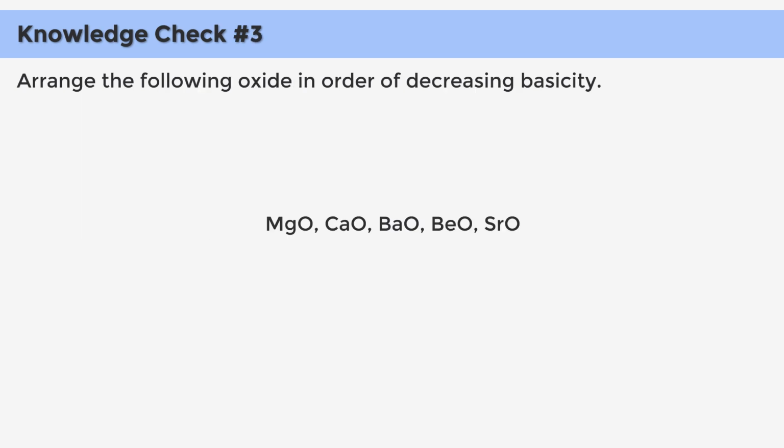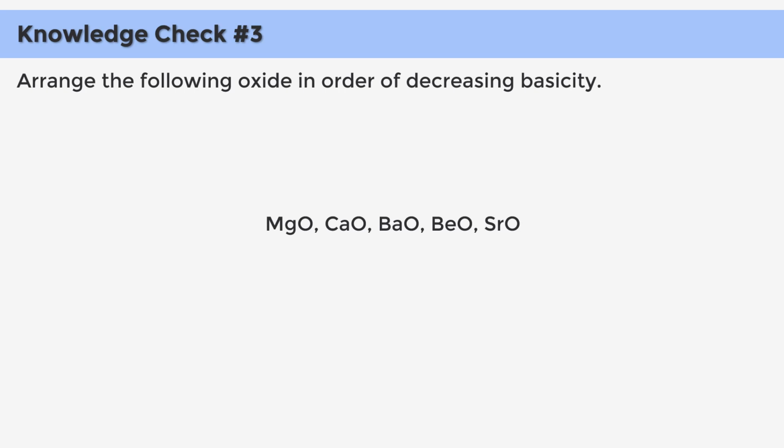For our problem solving number 3, arrange the following oxides in order of decreasing basicity: magnesium oxide, calcium oxide, barium oxide, beryllium oxide, and strontium oxide. You can pause the video to think about your answer. We have to remember that oxides go from basic to amphoteric to acidic across a period and become more basic as you go down a group.